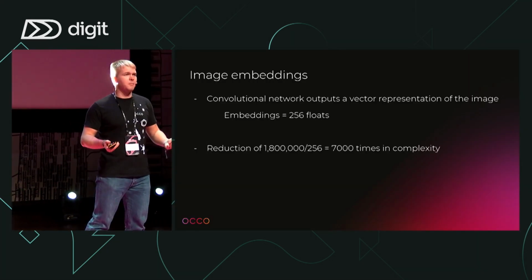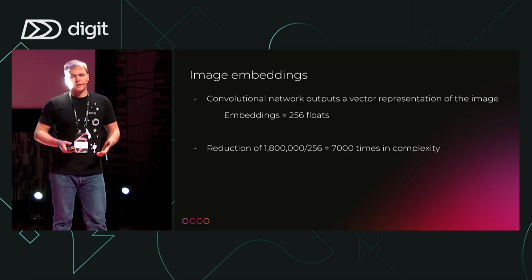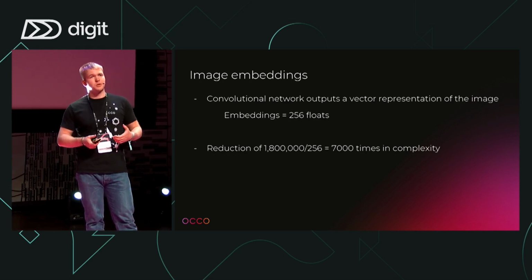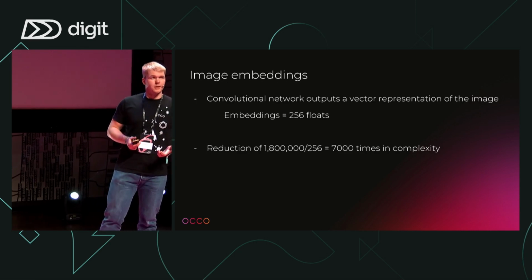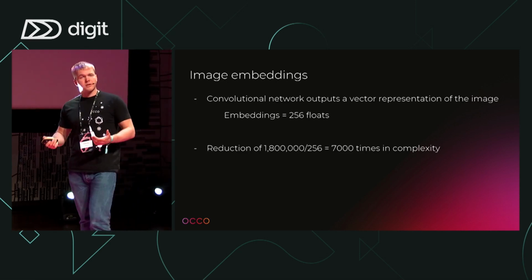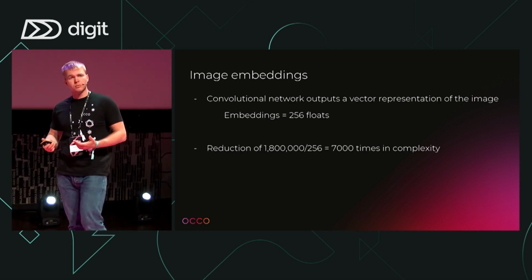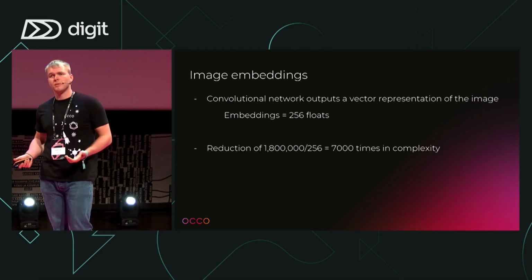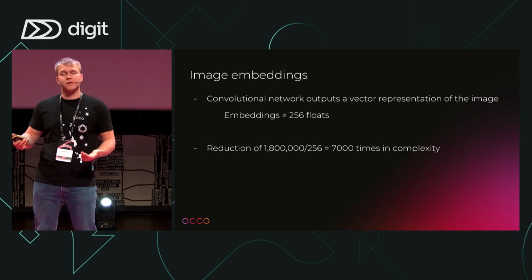And what we end up with in the last layer is embeddings. So embeddings are just a smaller representation of everything that's in the image. They're just a list of numbers, which can be from 2 to many thousands. What we have found is we can describe images for our use case in just 256 numbers.